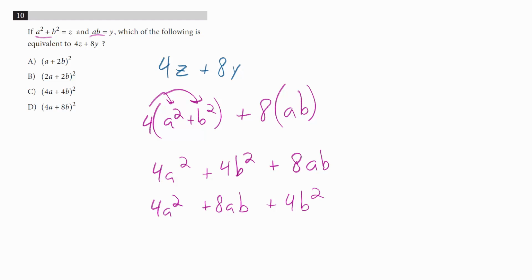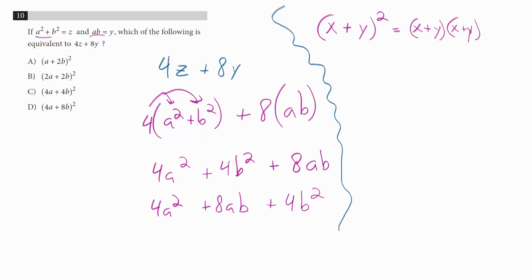And this is the, you have to remember the rule for expanding a perfect square binomial. So if you had x plus y squared and you expanded that out to x plus y and then x plus y, what would be the resulting trinomial?